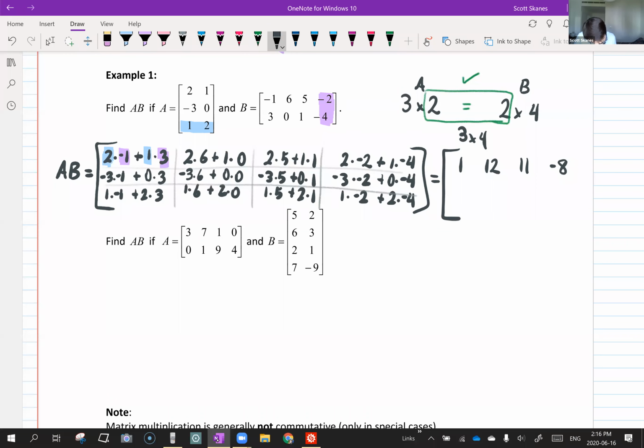3 plus 0, that's our 3 we were talking about. This is -18. This is -15. This is 6. -1 plus 6 is 5. 6. 5 plus 2, 7. -2 minus 8 is -10.